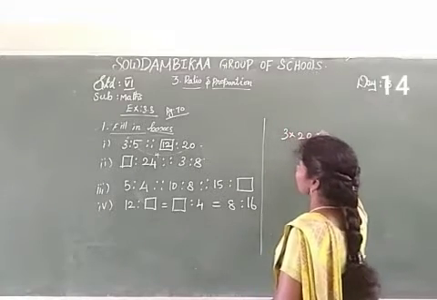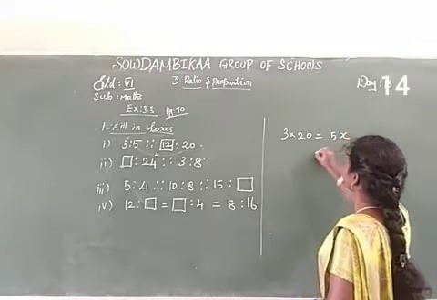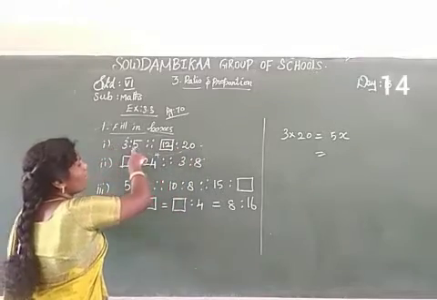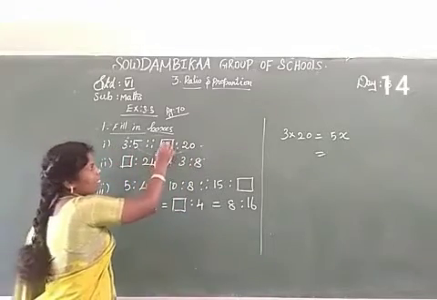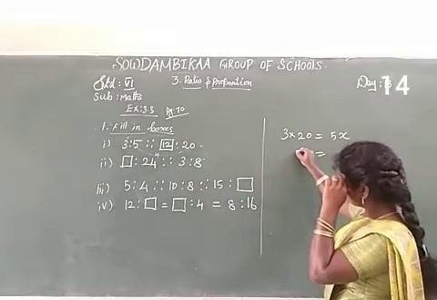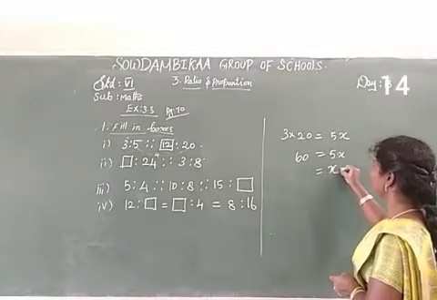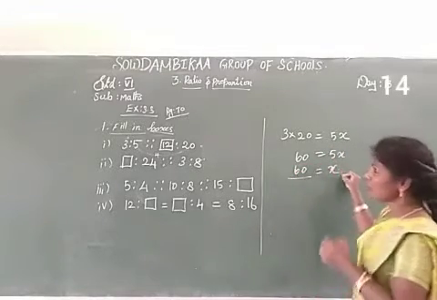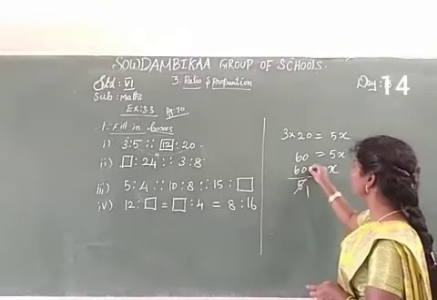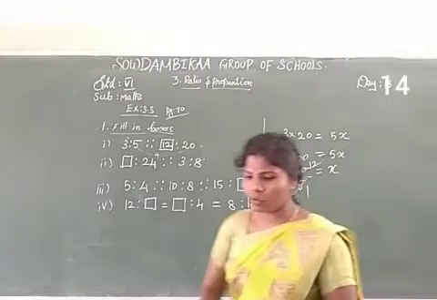20 into 3 is equal to 5x. This is the product of extremes, 20 into 3. Next, the product of means, 5 into x. 3 20s are 60, so 5x equals 60. We want only the x, so keep x on this side. The 5 goes to the other side, multiply 5 becomes divide 5. 1 5 is 5. How many 5s are 60? 12 5s are 60. So the answer is 12. Next.